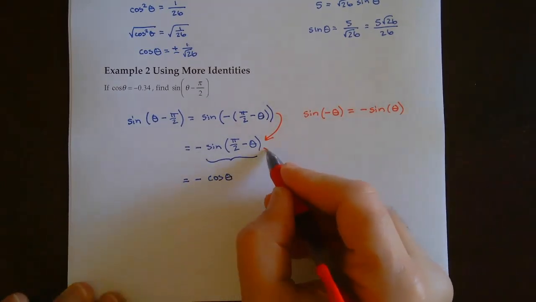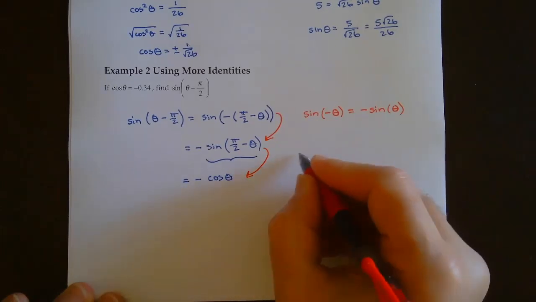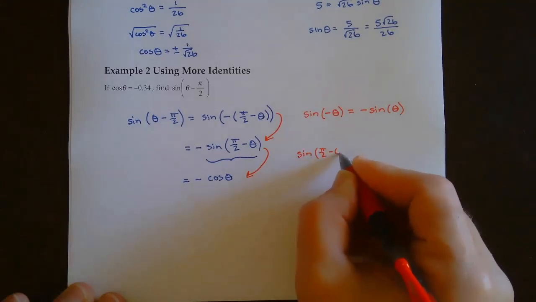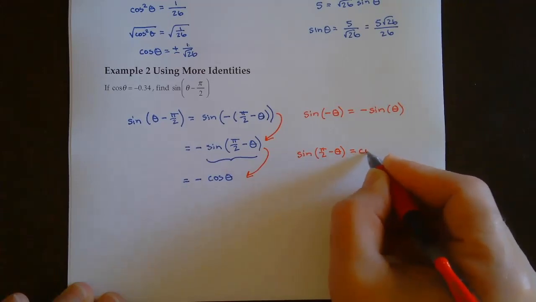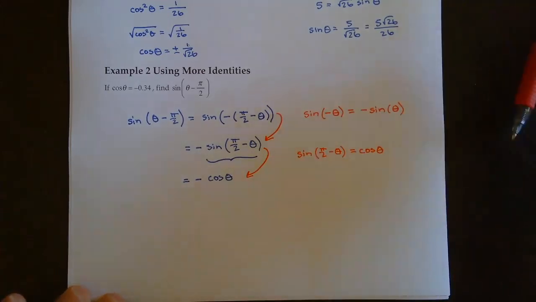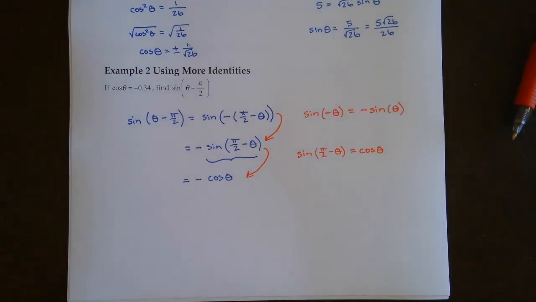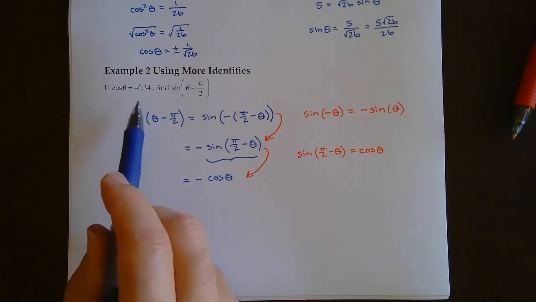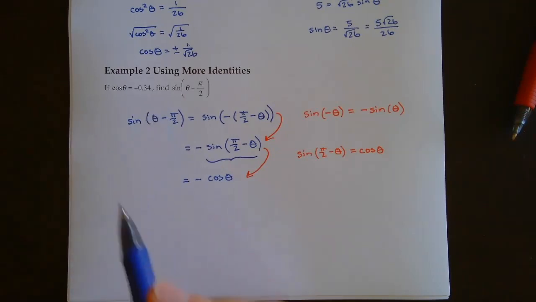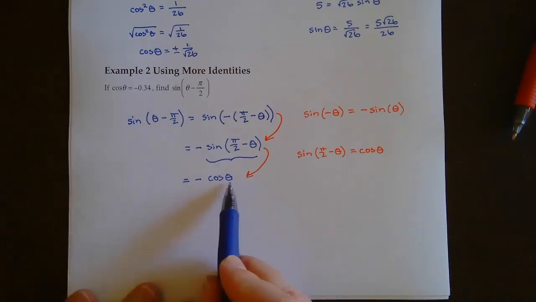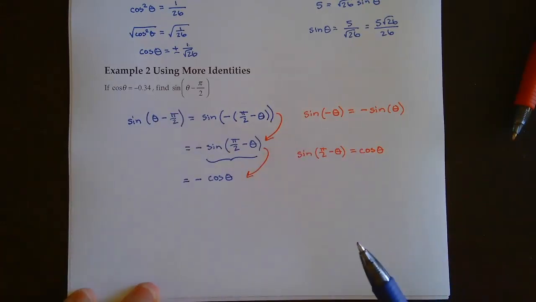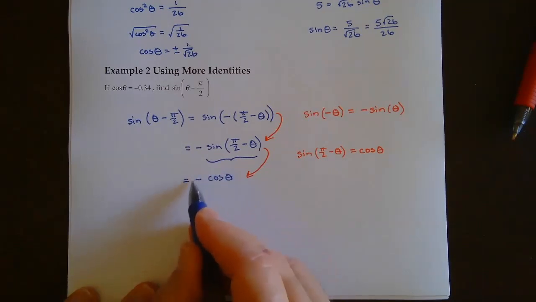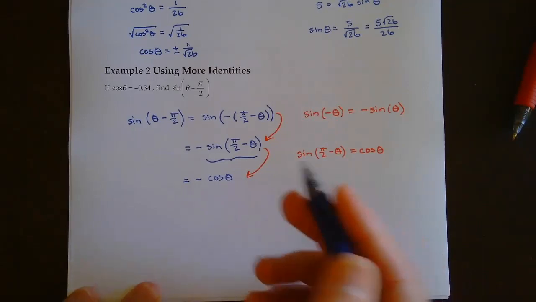So how do we go from here to here? We use this identity, that sine of pi over 2 minus theta is always going to be equivalent to cosine of theta. Why did I care about doing that? It's because I was given that cosine of theta is equal to negative 0.34. So this cosine theta right here, I know is the number negative 0.34. They're the same thing. It's not going to allow me to switch out the negative, but it's going to allow me to switch out the cosine theta with negative 0.34.